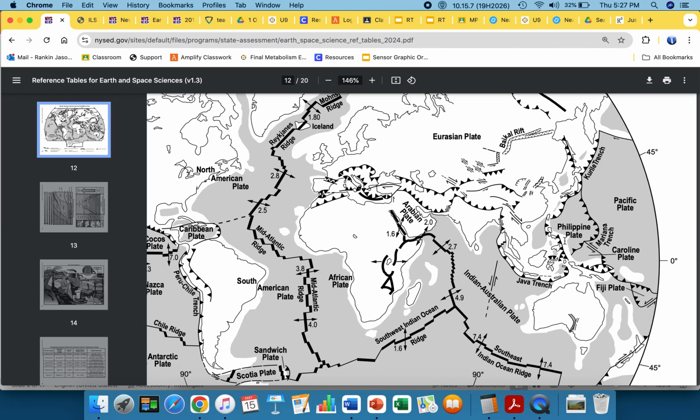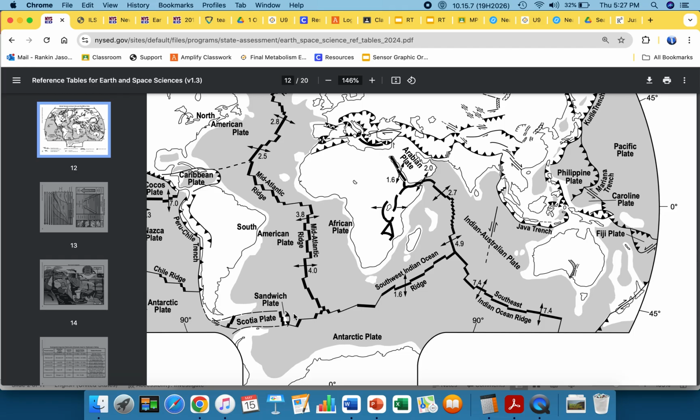Small plate, the Philippine plate. The Caroline plate, that's new. The Fiji plate, that's a small plate. The Sandwich plate, no pun intended there. Scotia plate, another smaller plate. Arabian plate. So we have big plates, we have small plates, the Indian-Australian plate, another big plate.